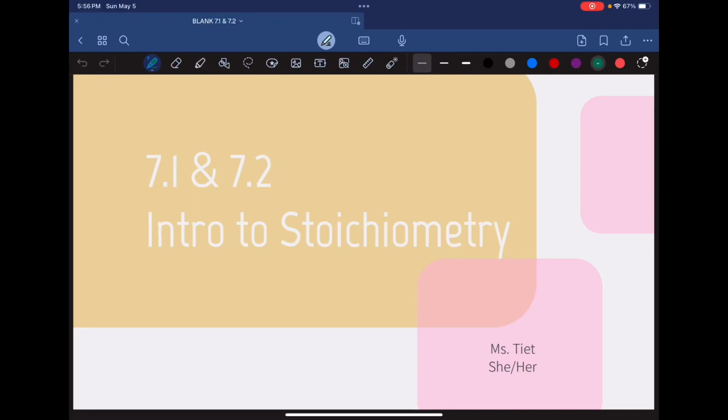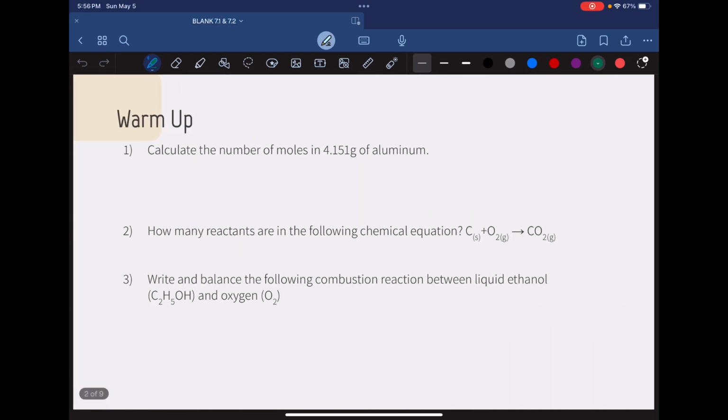Hey, welcome to 7.1 and 7.2. We're finally going to get into stoichiometry. Here's the warm-up, pause and do the 3 problems, and then check back in.